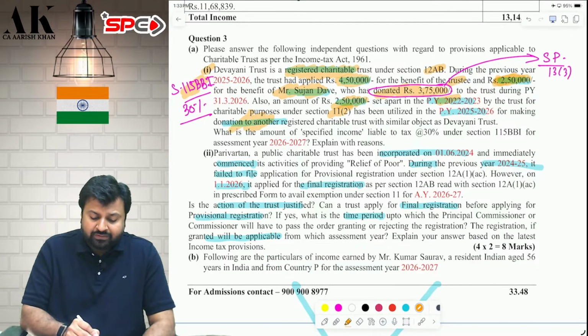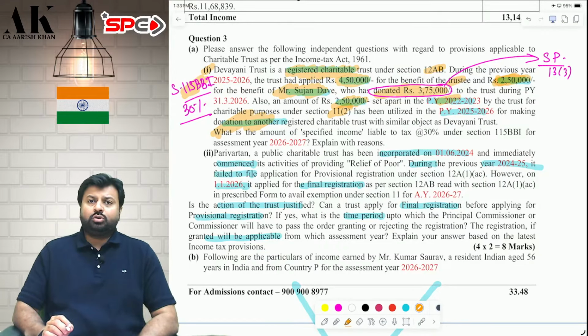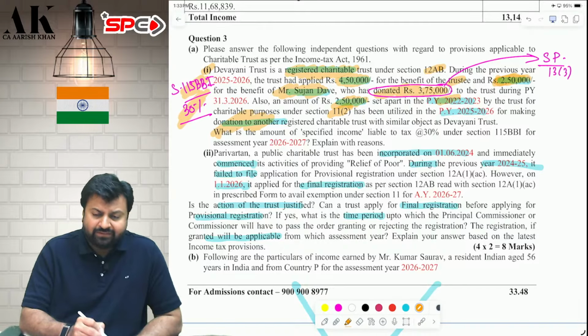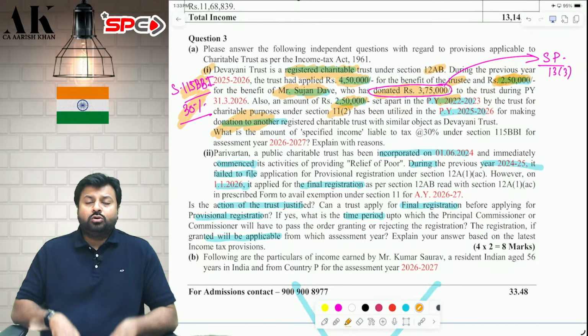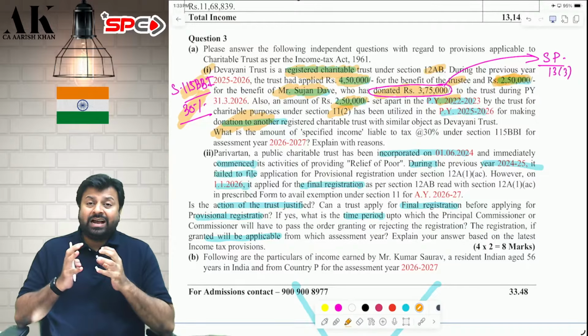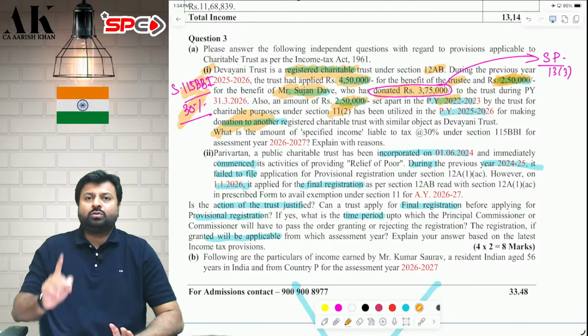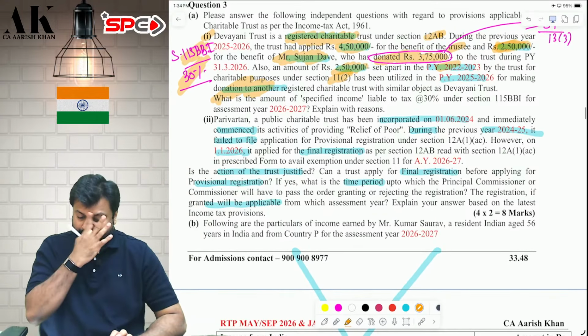But in the current year, you are giving donation to another person. Again, it is a violation of section 11 subsection 2. Therefore, 115BBI will apply here also. You cannot accumulate the money and apply the money in the next year for donation purpose. That is also subject to 115BBI. Check it, please.